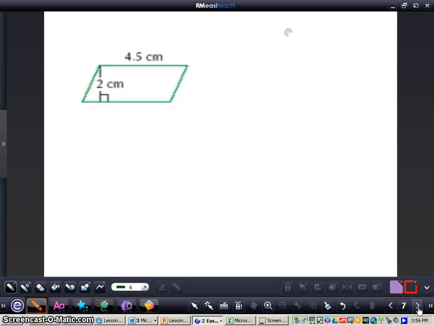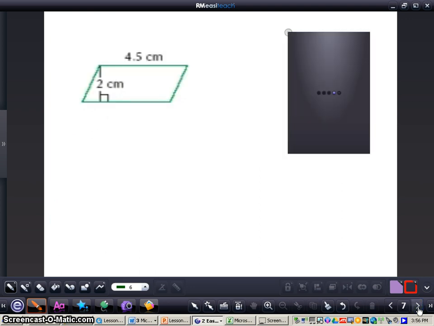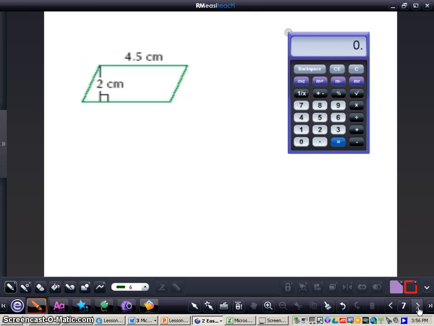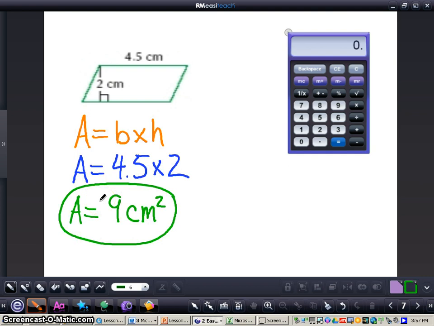Now, what I'm going to have you do is press pause on this video. I want you to work out this problem all by yourself, and then when you're finished working it out, I want you to press play and you'll see the answer. I will have you press pause on the video right now. Now you can see the answer for this problem is 9 centimeters squared. So we multiplied the base times the height, which is 4 5/10 times 2, and that gave us our answer of 9 centimeters squared.